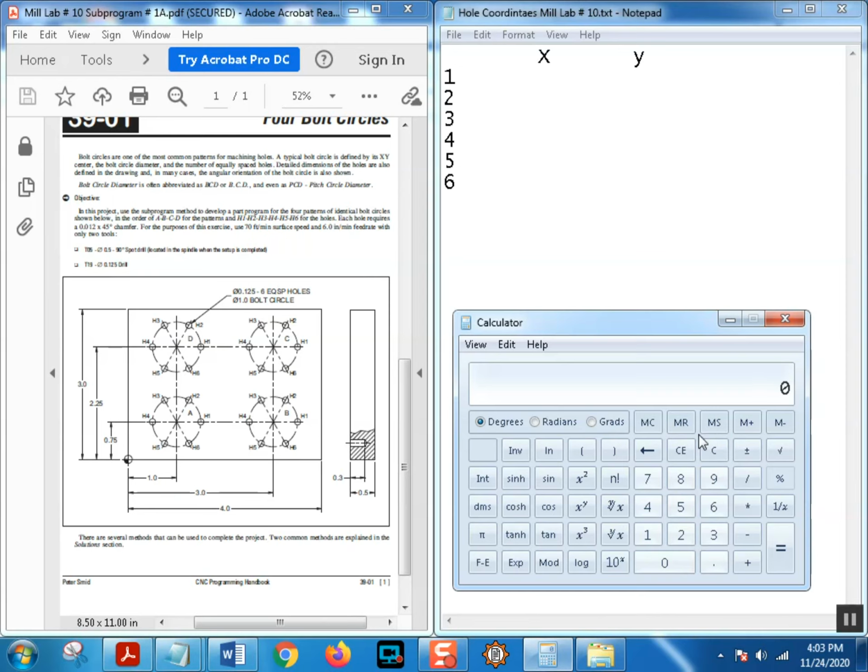Now, you may remember the last time we did bolt hole circles, we said we're going to use the sine of an angle and the cosine of the angle to come up with both the x and the y coordinates. Okay, so let's do our givens first. We'll just use this one here. This is the one dimensioned. Again, these are all 4 identical, A, B, C, and D. They're just in different locations, which again shows me that I can use a subprogram.